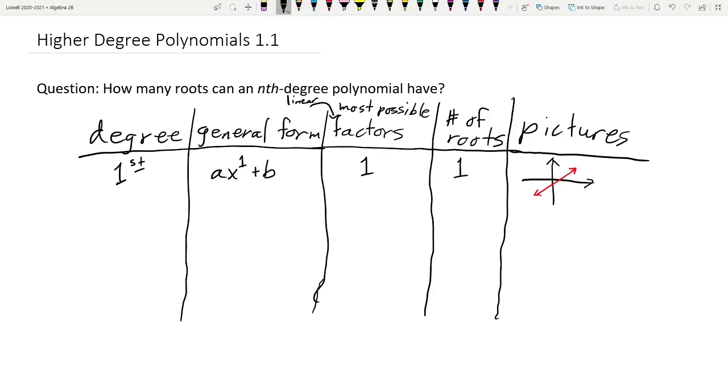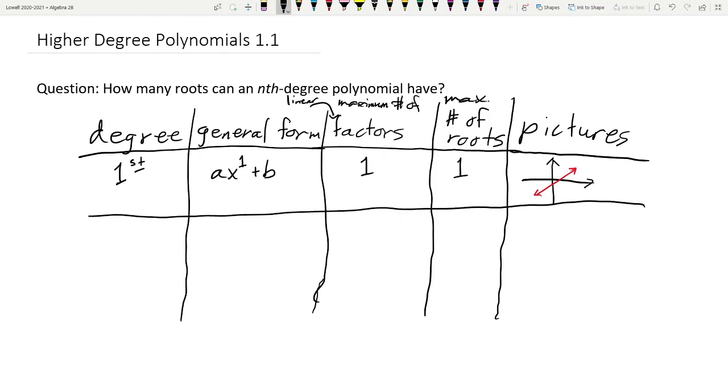Let's add this in here, by the way. This is not good phrasing. This should say the maximum possible factors. Maximum number of linear factors. Now I'll say max number of roots. Okie dokie, let us move on.